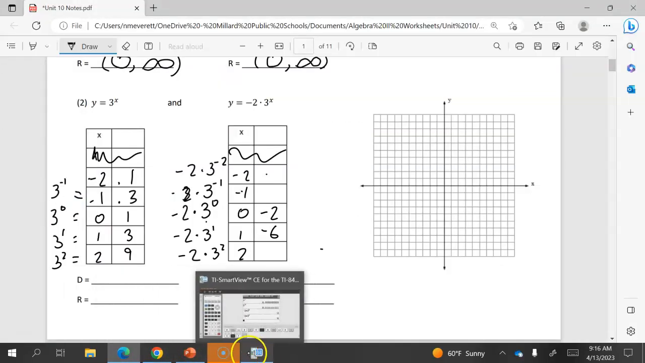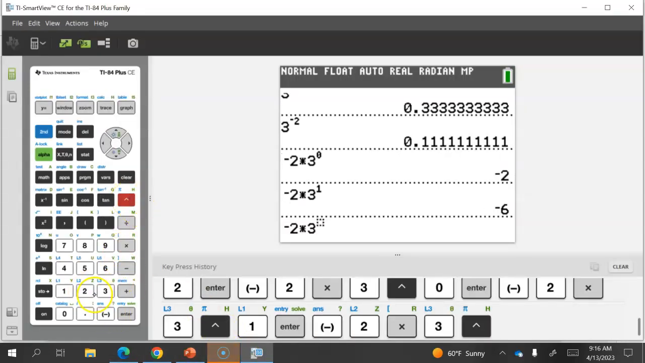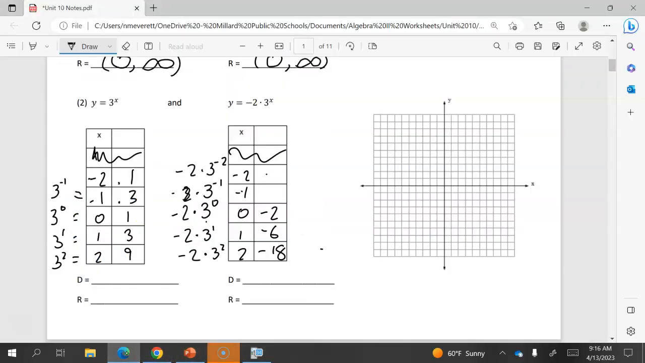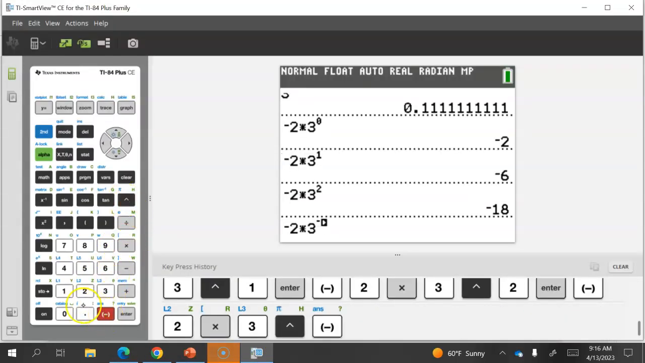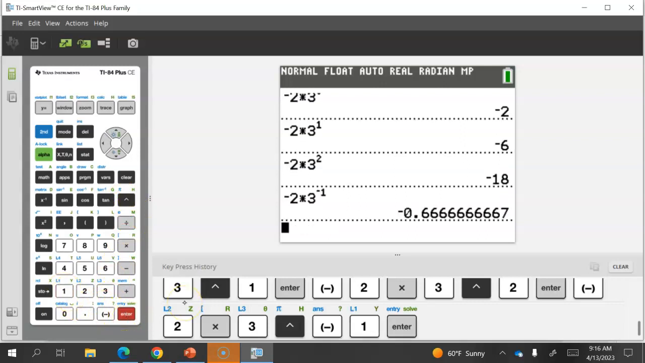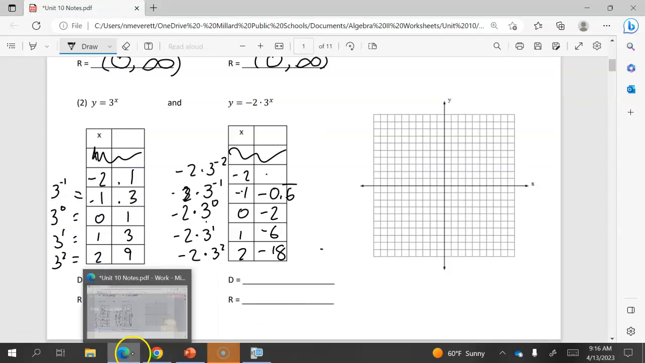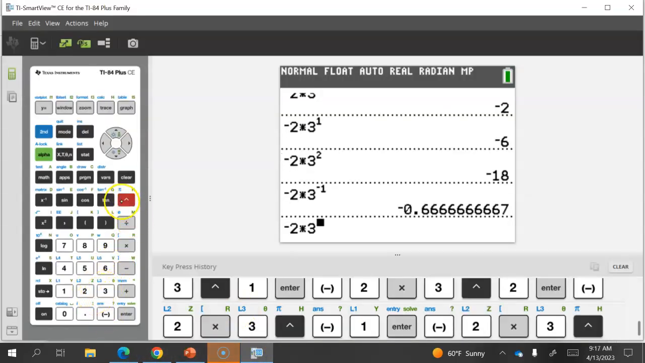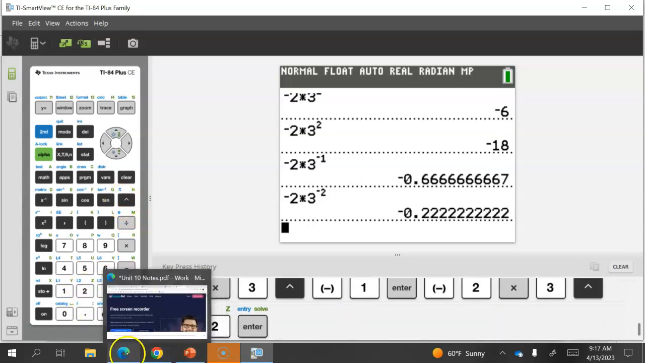Put the positive 2 in there. Negative 2 times 3, raise 2. Get negative 18. Then do the negative ones here. Negative 2 times 3, raise to the negative 1. That's negative 0.66 repeating right there. So I'm just going to put negative 0.6 with a repeat bar right there. And finally, negative 2 times 3, raise negative 2. About negative 0.2.